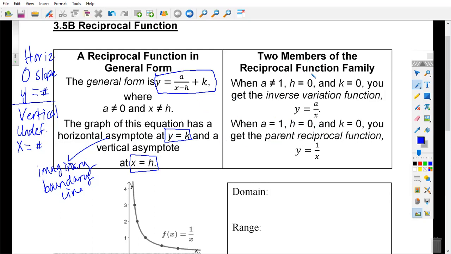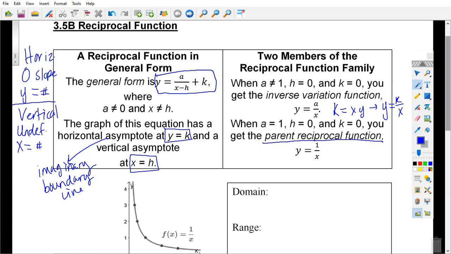Okay. The two members of the reciprocal function family. The first one we talked about yesterday was our inverse variation function. Do y'all remember talking about that yesterday? Yes, inverse variation. The only difference between today and yesterday, we started off by defining it as k equals x times y. And we said that that is our y equals k over x, right? That's the only difference, the letter k. Everything else is the same, okay? When a equals 1 and h equals 0 and k equals 0, that's where our parent function comes from. The parent reciprocal function is y equals 1 over x, okay?